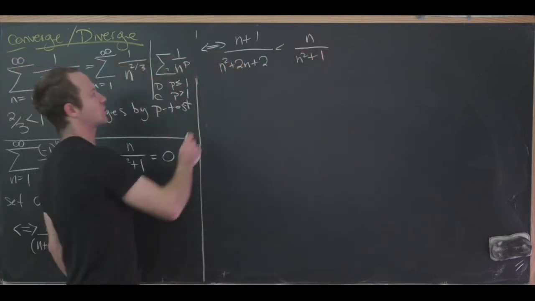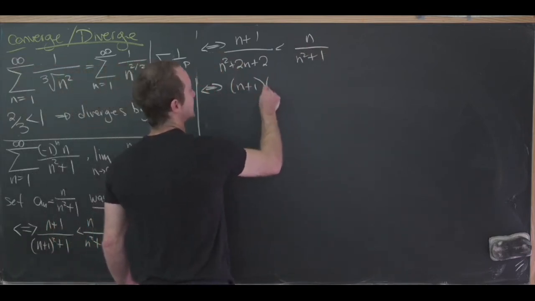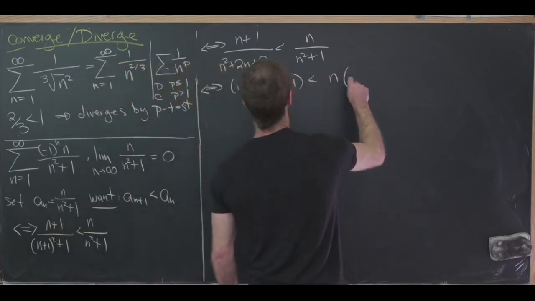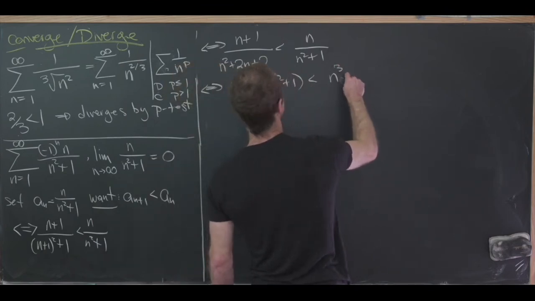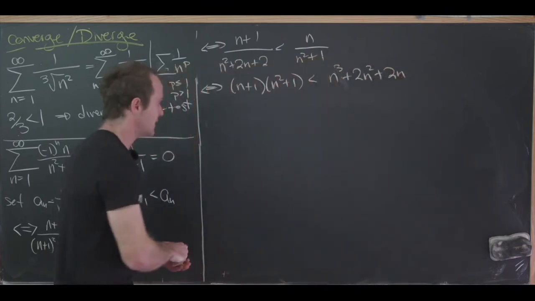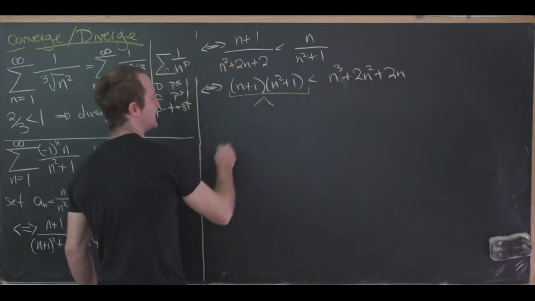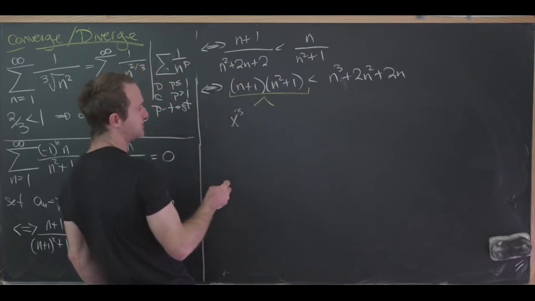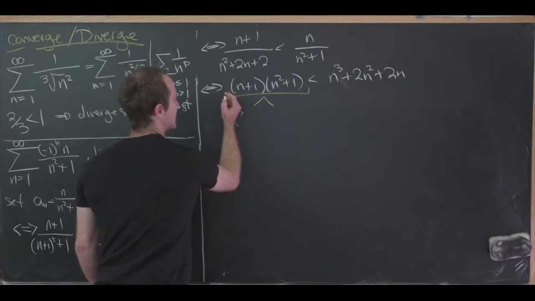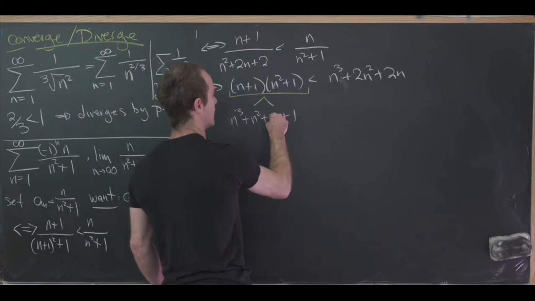Okay, but now we can maybe cross multiply. So that's going to be equivalent to (n plus 1) times (n squared plus 1) being less than n times (n squared plus 2n plus 2), which is n cubed plus 2n squared plus 2n. Then we can multiply this out. So if we multiply this out, we'll get n cubed, and then what do we get after that? We'll get n cubed plus n squared plus n plus 1.